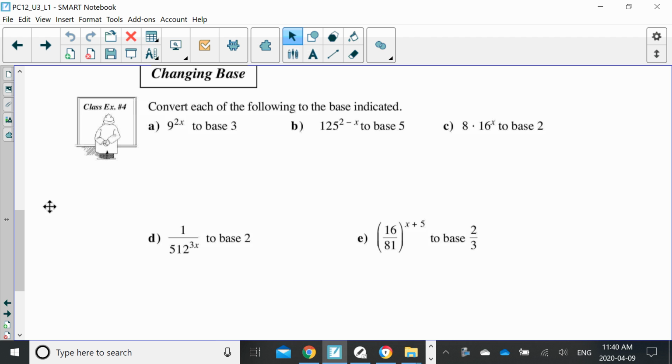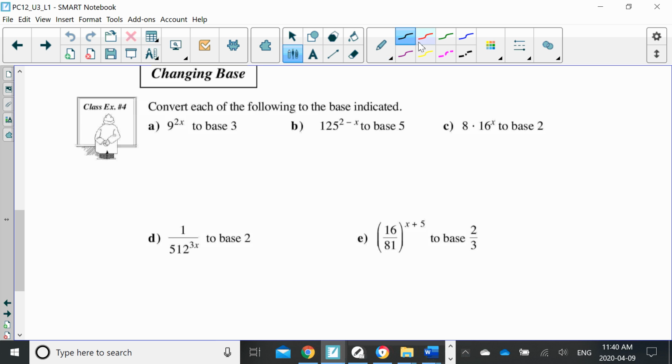You just need to bear with me a bit because I'm using my mouse as a pen, so my writing's going to look like complete garbage, but that's okay. What they want us to do is take the number 9 and change it to base 3, right? And that's easy. We can do that in our heads, and we know that 3 squared is going to equal 9. But how would you do that on your calculator?